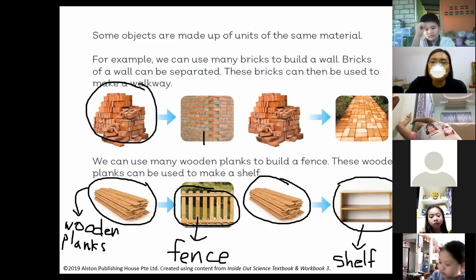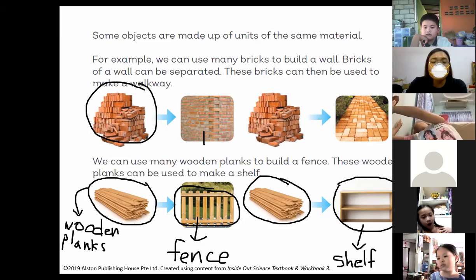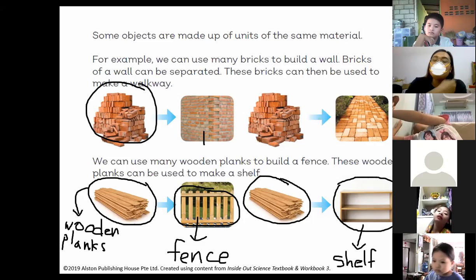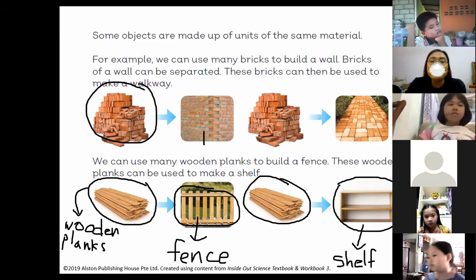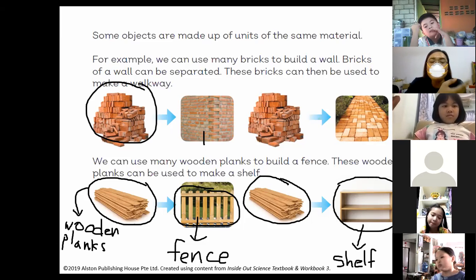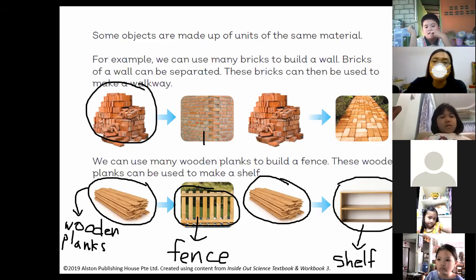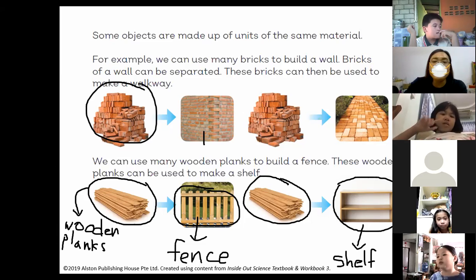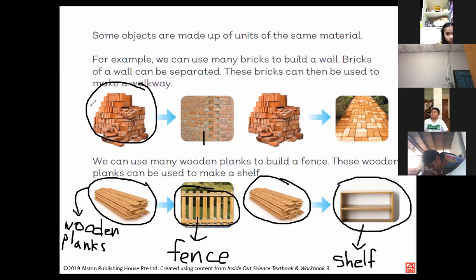All right, it's okay, that's fine. So again, class, we can use bricks to make a wall. We can use bricks to make a walkway. We can use wooden planks to make a fence, and we can use wooden planks to make shelves, okay? So those are the other things that we can make by using these materials, okay?